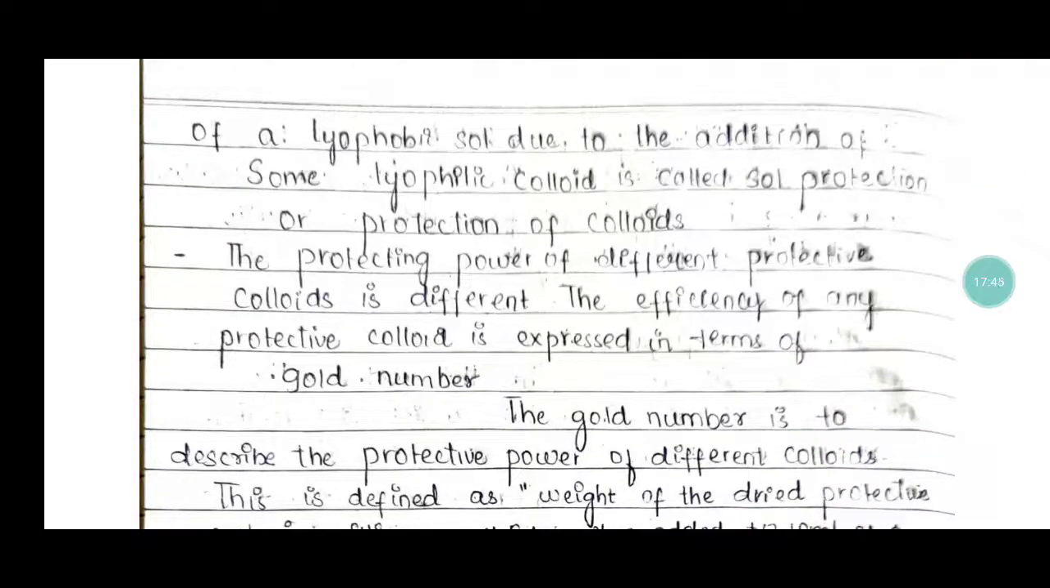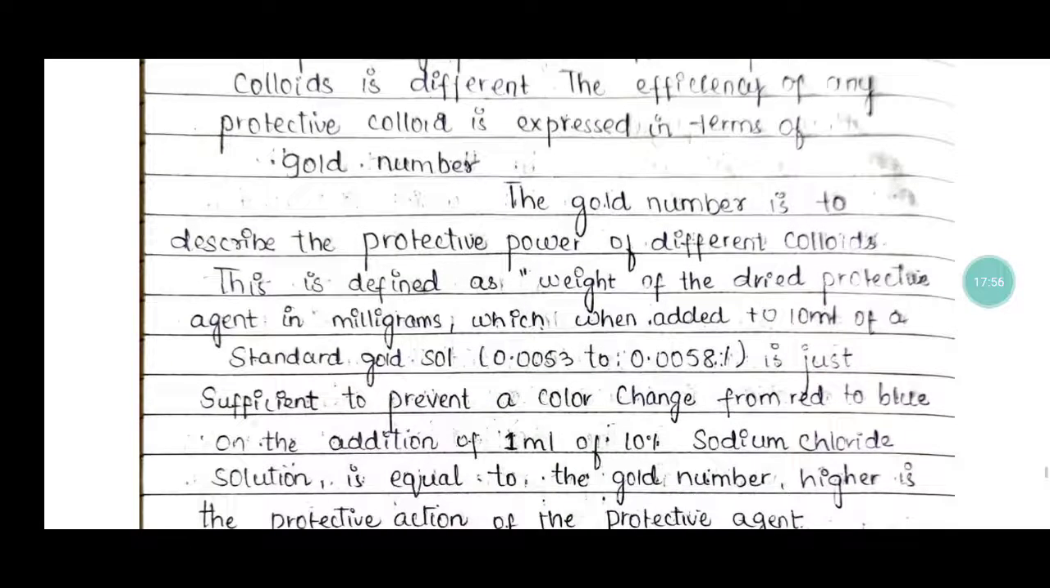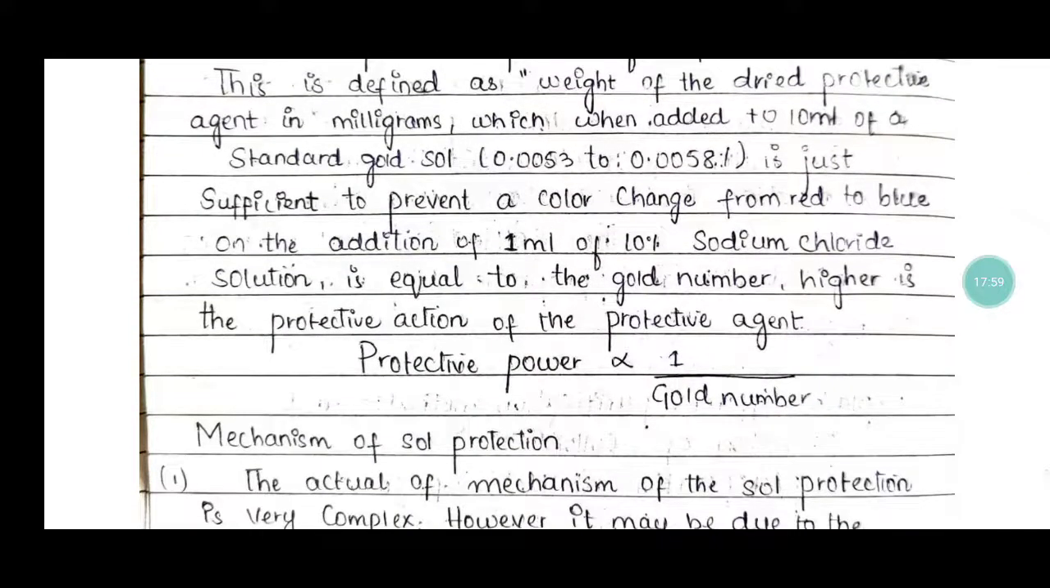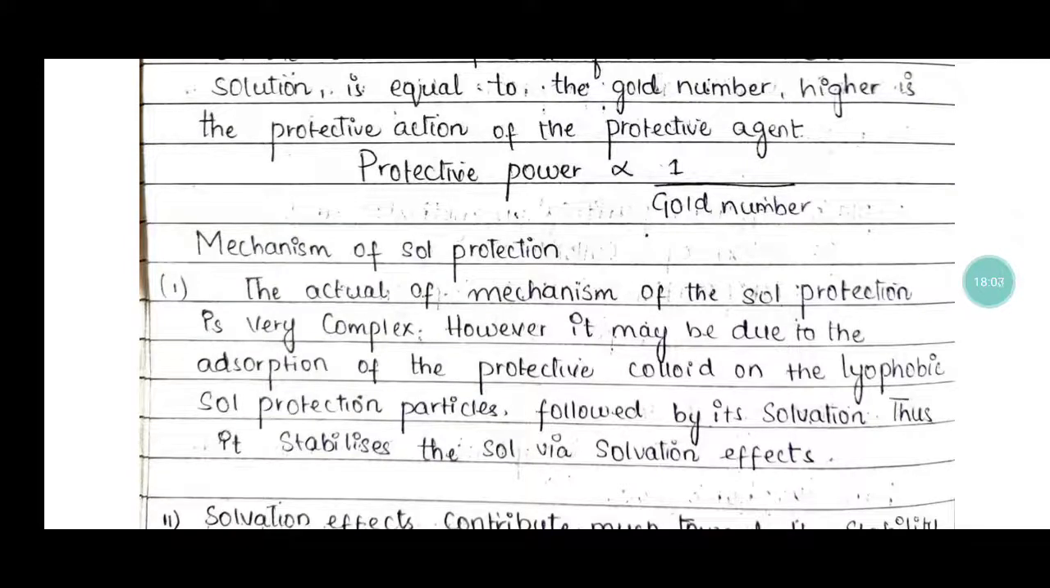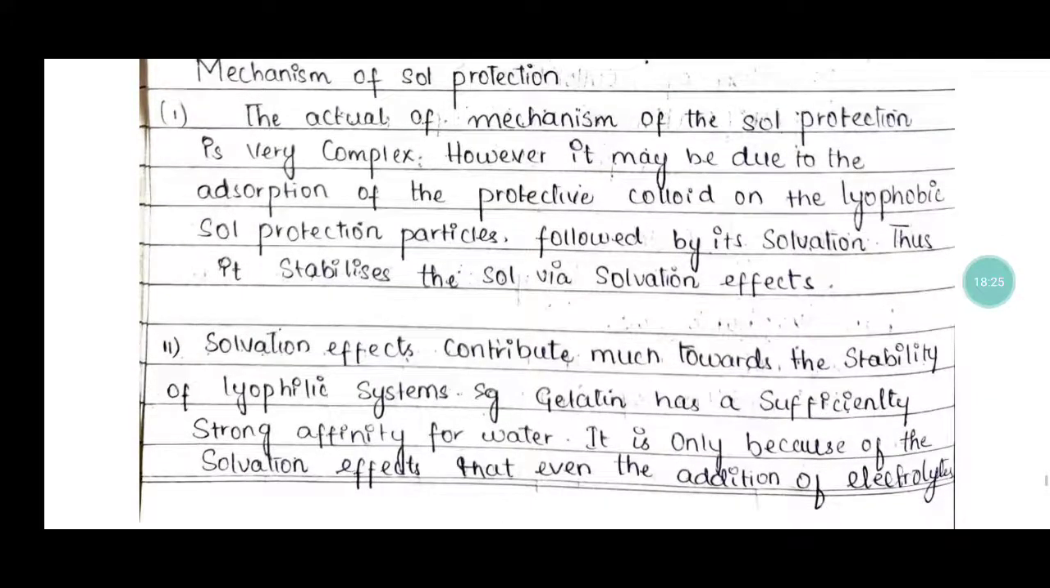The protective power of different protective colloids is different. The efficiency of any protective colloid is expressed in terms of gold number. The protective power is directly proportional to 1 divided by the gold number. Mechanism of sol protection: the actual mechanism of sol protection is very complex. However, it may be due to the adsorption of the protective colloid on the lyophobic sol particles followed by solvation. Thus it stabilizes the solution via the solvation effect.